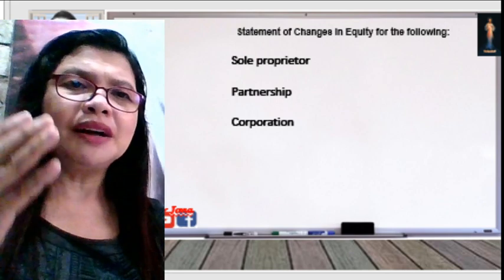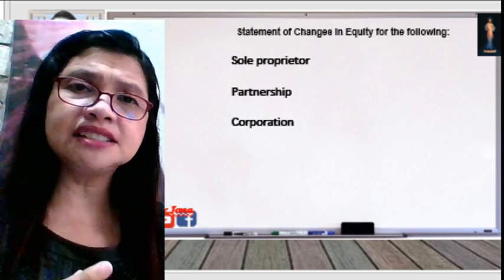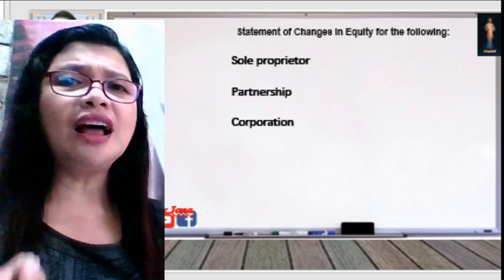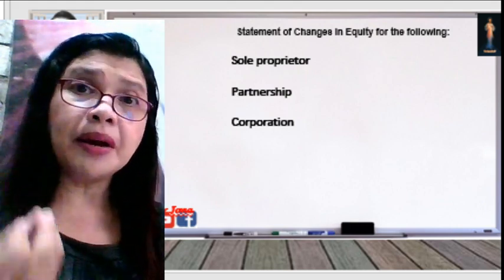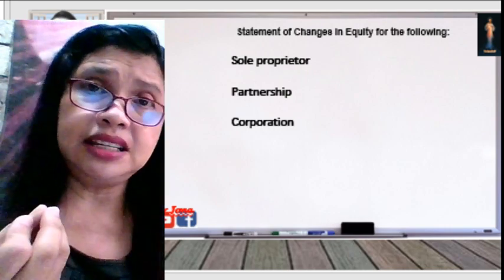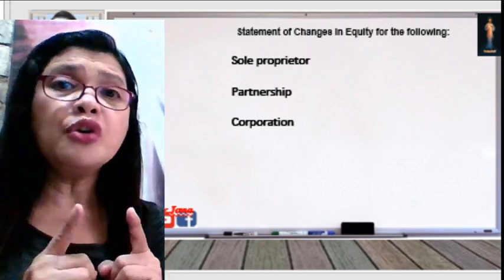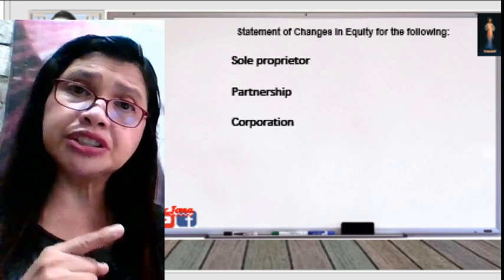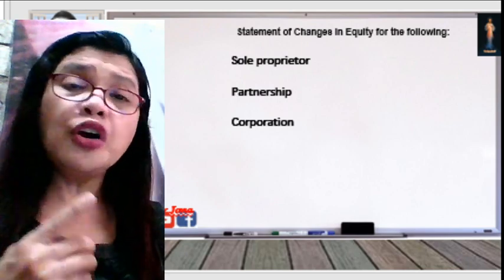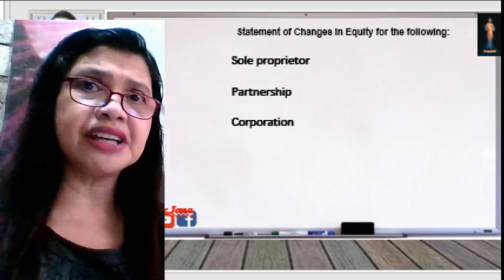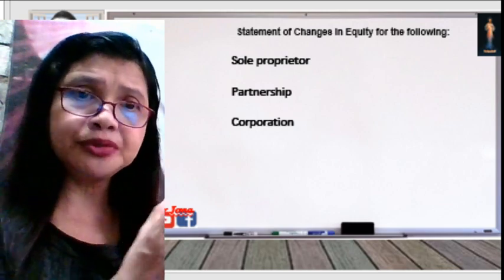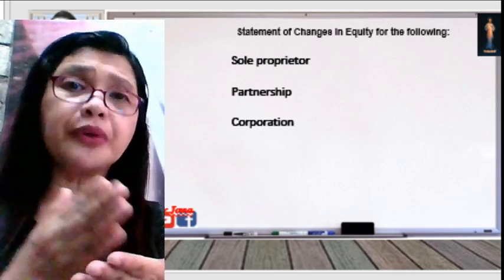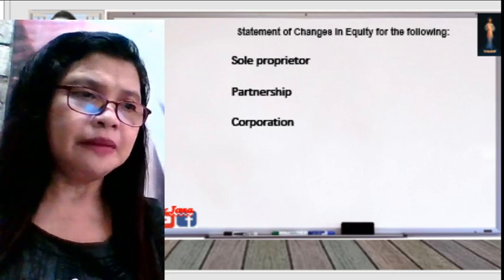But when the form of organization is a partnership, by the way, what is a partnership? Our civil code tells us that a partnership is a form of contract wherein two or more persons bind themselves together. They would contribute money, property, or their talents or industry to a common fund with the intention of dividing the profits among themselves.